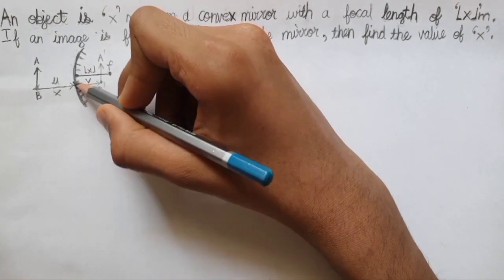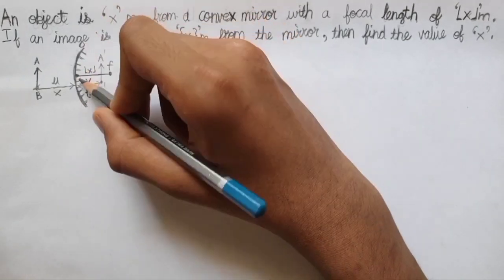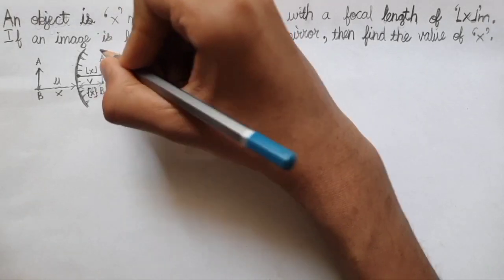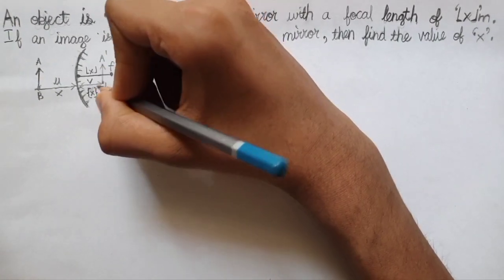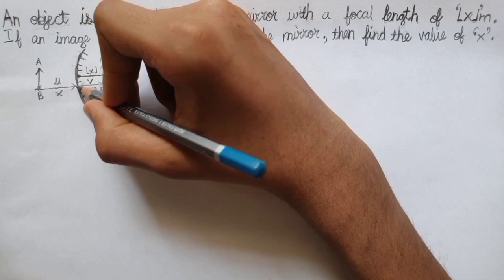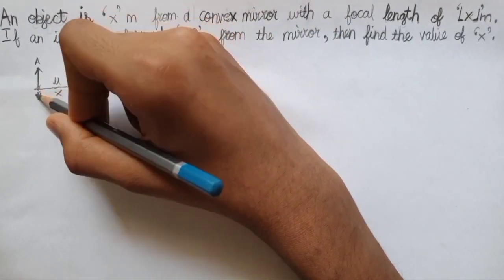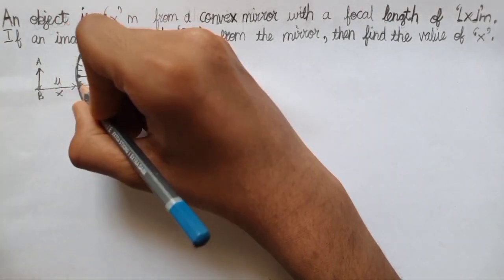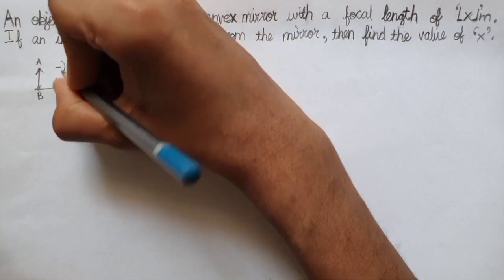So this is the diagram. This is a convex mirror. This is its focal length. It's equal to floor of x. This is the image of the object, and its fractional part of x away from the mirror. And the object is x meters from the mirror. So this object distance is called u, and it's negative.